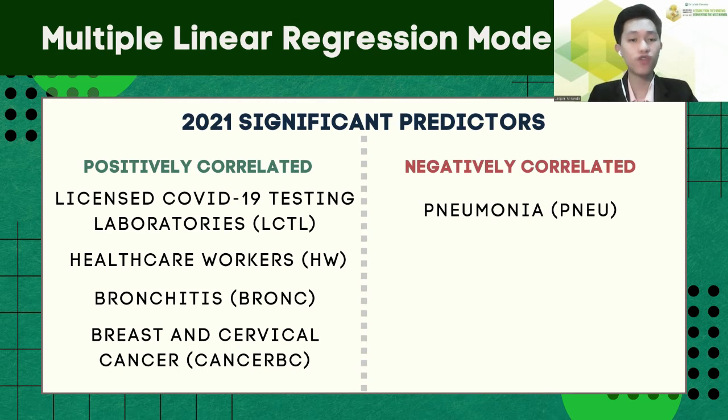A positive correlation for both licensed COVID-19 testing laboratories and healthcare workers may be because of the better tracking of COVID-19 in provinces or NCR cities with more testing sites. A positive correlation for bronchitis may indicate increased COVID-19 risk for bronchitis patients, and breast and cervical cancer patients could correlate to a rise in risk due to their weaker immune systems. Moreover, a negative correlation on pneumonia could be because regular pneumonia is less reported in today's time, ever since COVID-19 pneumonia, which is classified under COVID-19 cases, became more prominent.